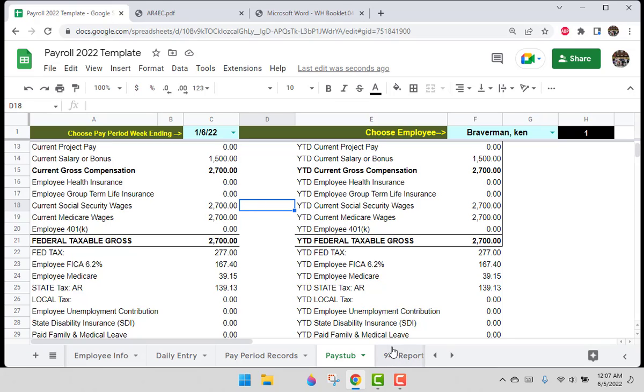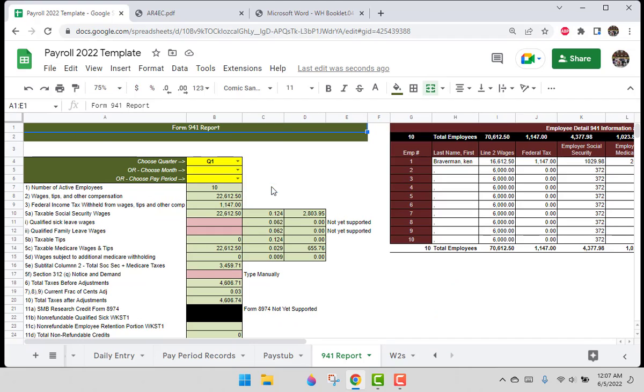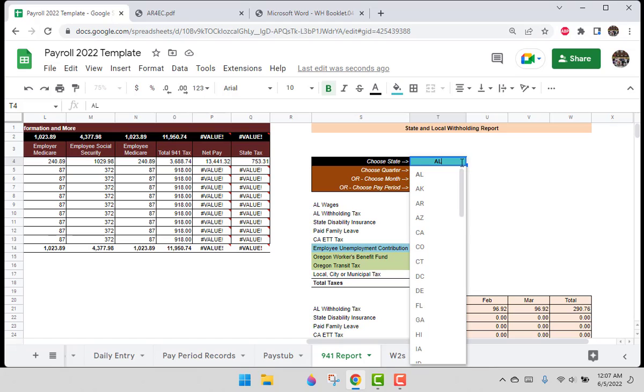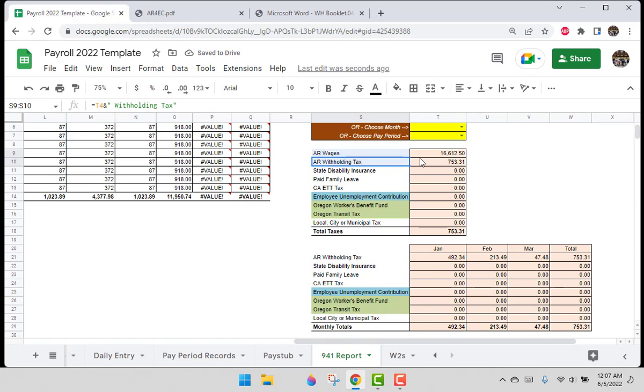$100, you can get this file, run this thing for your whole business. It's got all the reporting functions in here. You can see what all your reports would look like. Your Arkansas state report would be right here. And it'll show you what the withholding tax is.